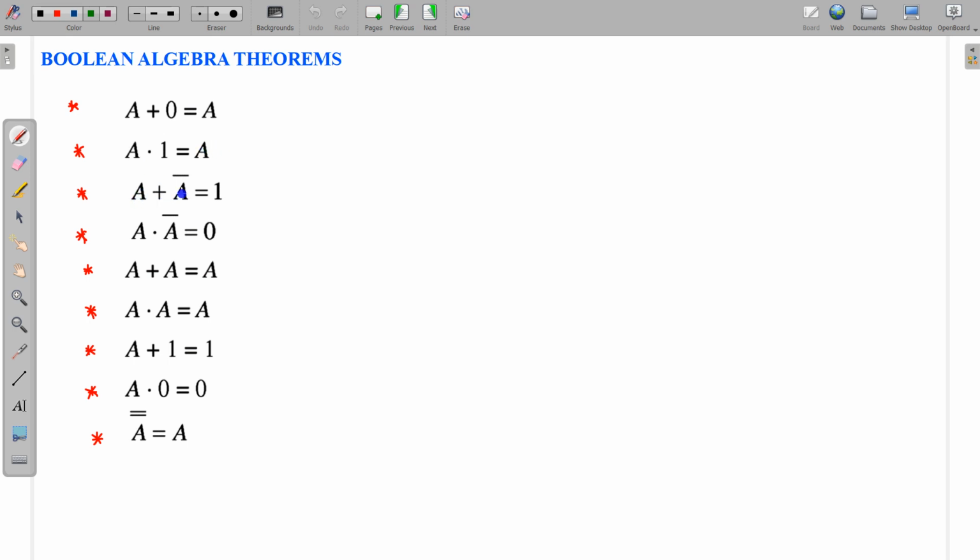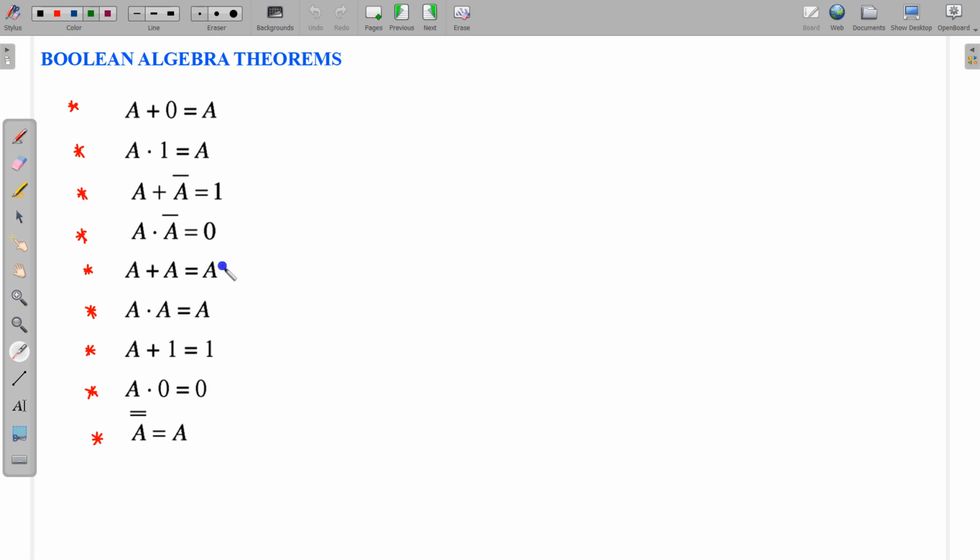A plus A bar is equal to 1. Suppose A is 1, then A bar will be 0. So 1 or 0, this is equal to 1. Obviously both will be opposite. If this is 0, then this is going to be 1. So obviously this is equal to 1. A and A bar, obviously if this is 1, then this is 0, obviously it is going to give 0. If it is 0, then this is 1. So this AND operation will always give us 0.